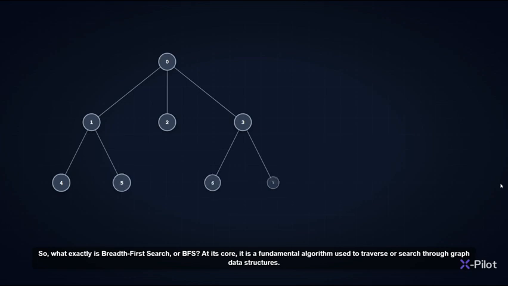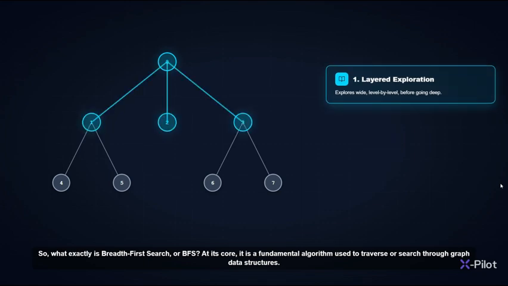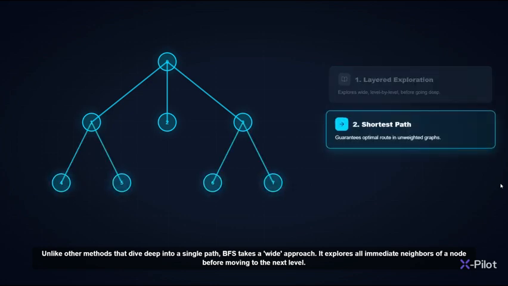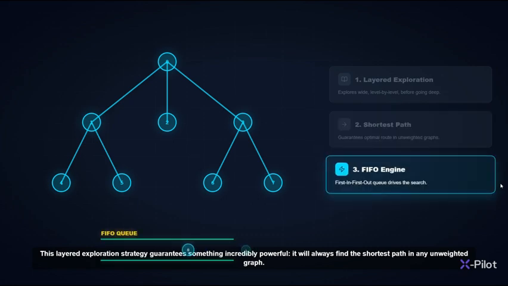So, what exactly is breadth first search, or BFS? At its core, it is a fundamental algorithm used to traverse or search through graph data structures. Unlike other methods that dive deep into a single path, BFS takes a wide approach. It explores all immediate neighbors of a node before moving to the next level. This layered exploration strategy guarantees something incredibly powerful. It will always find the shortest path in any unweighted graph.